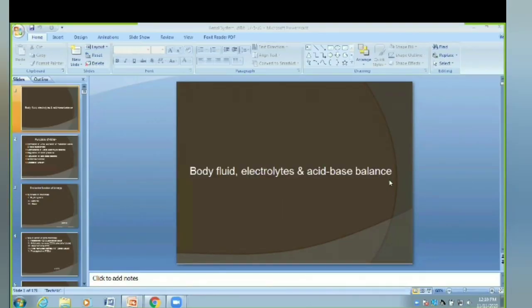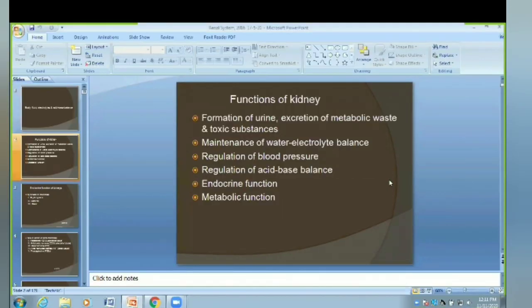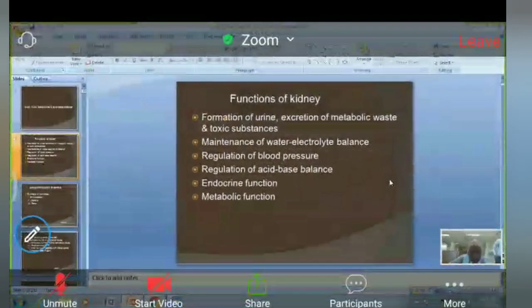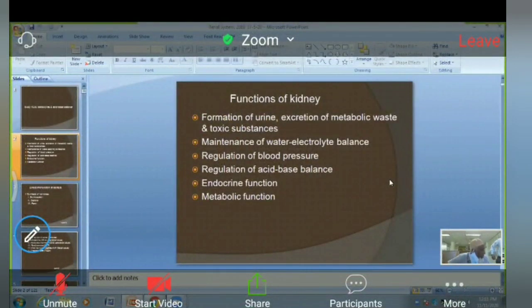Toxic substances are to be eliminated through kidneys. Is it clear? Okay.